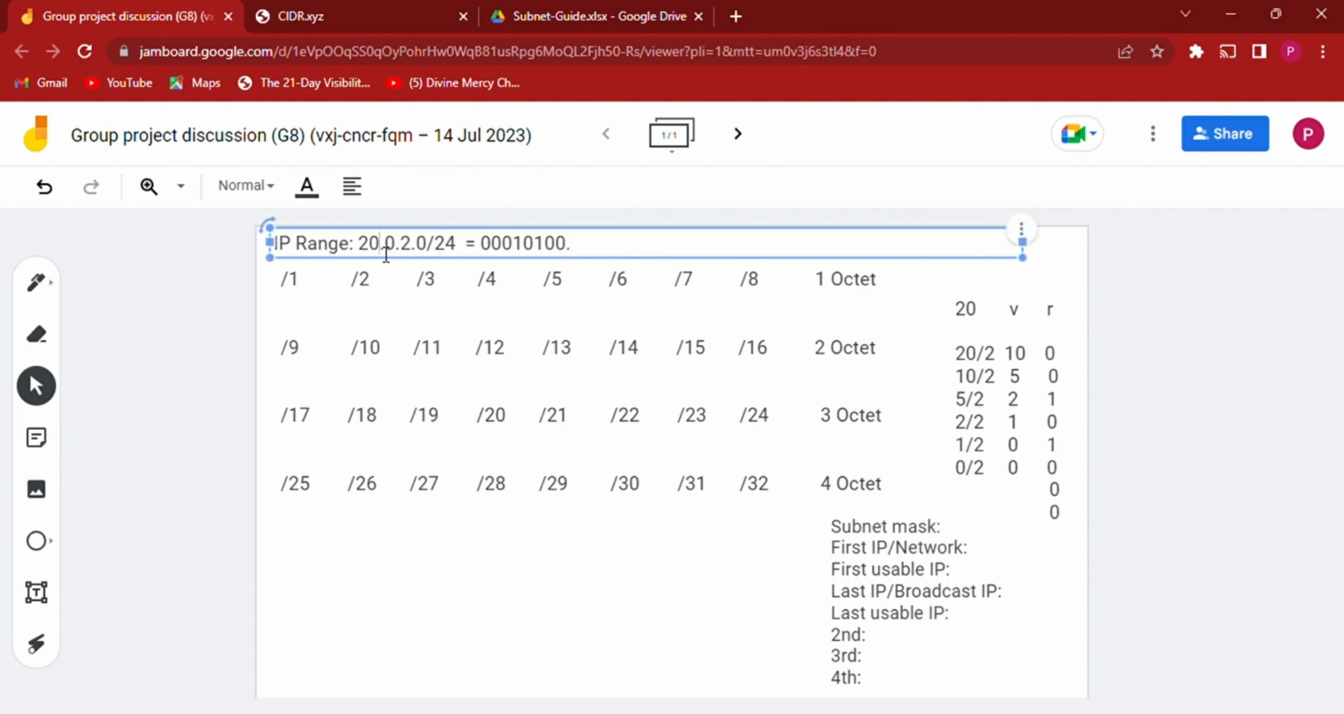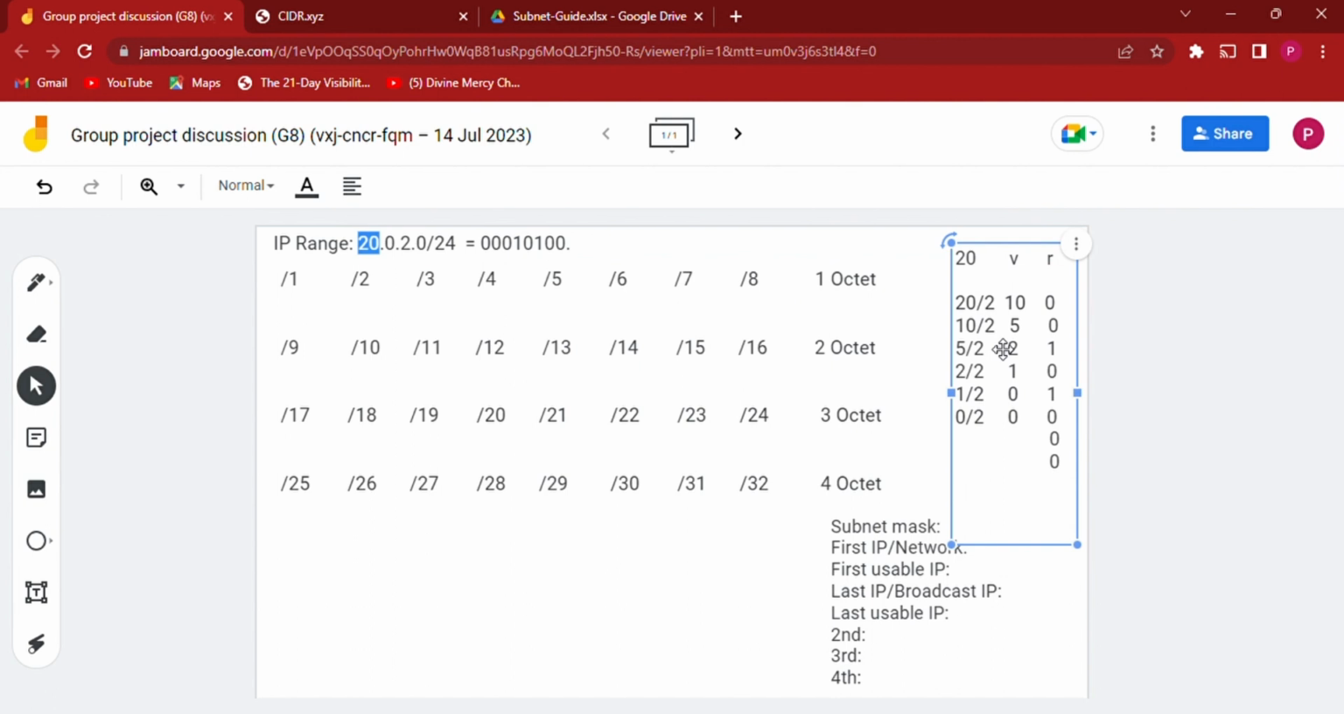So that's for 20. If you calculate 20 in base 2, you get 0, 0, 0, 1, 0, 1, 0, 0. In order to be sure that you have done the correct thing, you can convert it back to base 10. So let's try that shortly. Won't waste time on that.